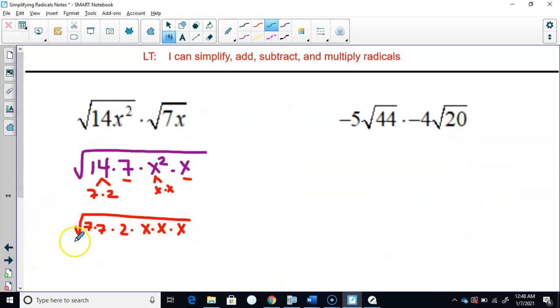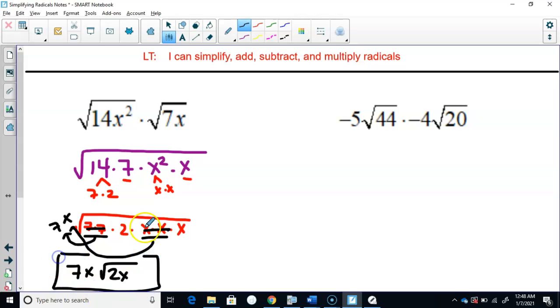Okay, so now we have this square here, so we're looking for groups of 2. I have one group of 2 here, that's a 7. I have another group of 2, that's an x, and that's it. So 1 7 gets to come out, and 1 x gets to come out. I'm going to cross those off because they're gone. So on the outside, that multiplies together, 7x times the square root of 2x. Why 2x? Because that was what was left over.